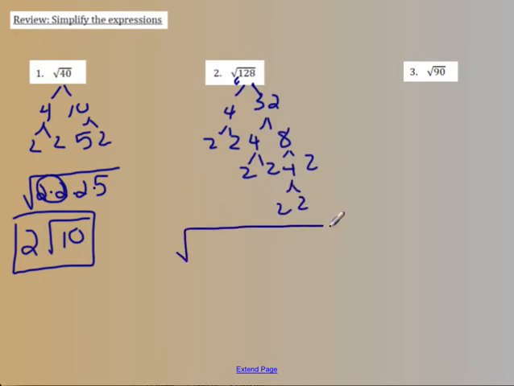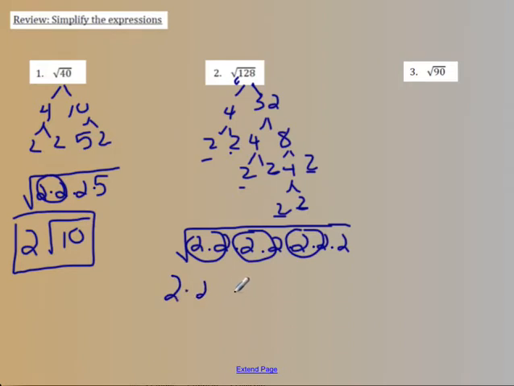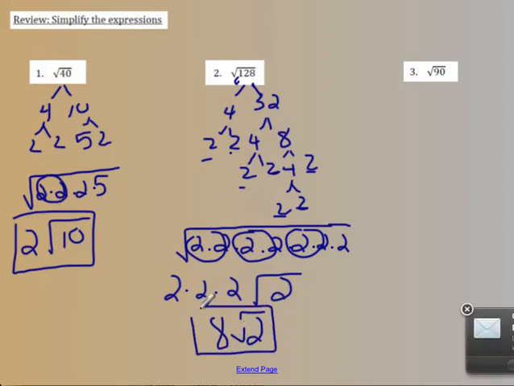So now I'm going to write everything underneath my radical. I have 1, 2, 3, 4, 5, 6, 7 2's that go underneath the radical. So I'm going to write out all of those 7 2's. Then I'm going to have 1, 2, 3, so I have 3 pairs of 2's. I'm going to be multiplying those on the outside, and left underneath the radical is 2. Well, 2 times 2 times 2 is 8, and left underneath the radical is 2. So I have 8 square root of 2 as your final answer for number 2.